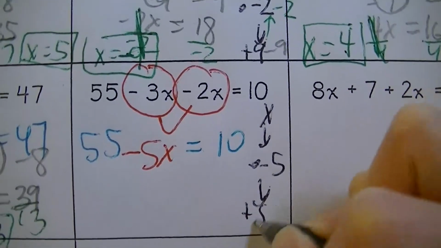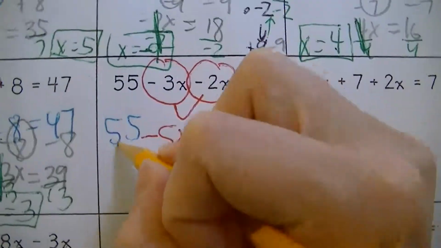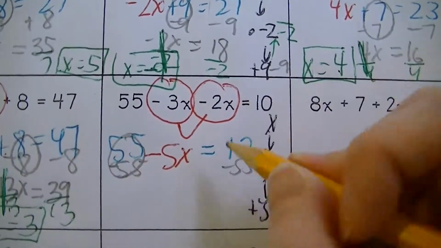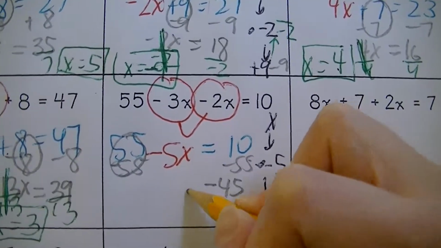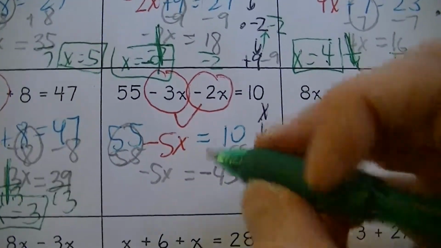Then they added 55. Inverse operation of adding 55 is to subtract 55, so you'll do that to both sides of that equal sign. 55 take away 55 is 0. 10 take away 55 is negative 45. Bring down your equal sign, bring down your negative 5x. From there, you're going to go ahead and go back up.